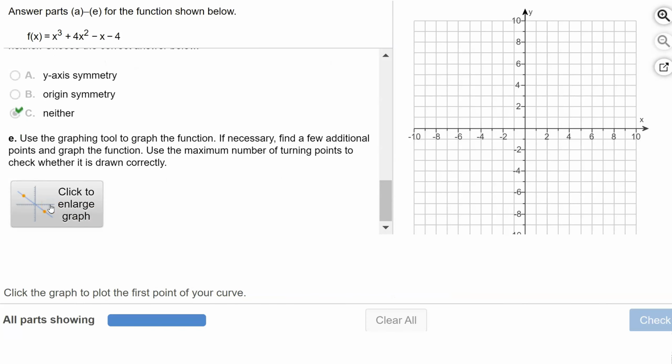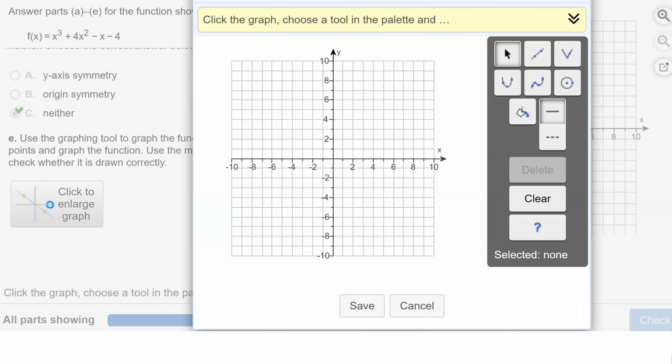So now we're ready to draw the graph. We click to enlarge the graph. This is the tool I'm going to use, the 4-point cubic tool. So click on that, and I need to graph 4 points on the graph. Well, luckily, I found 3 x-intercepts and 1 y-intercept.